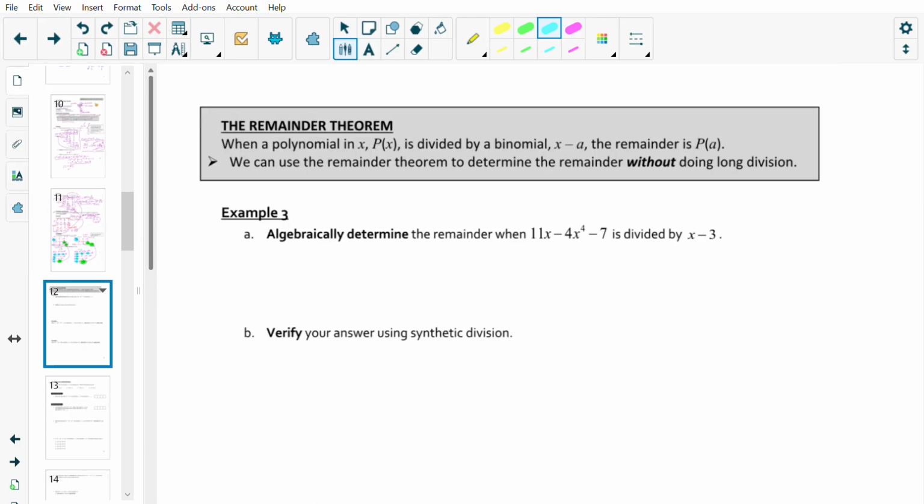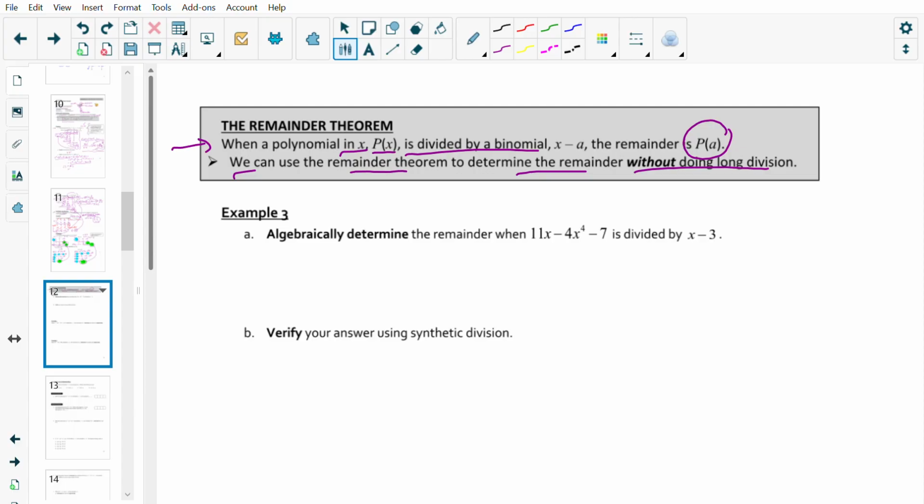Next page. That brings us to the definition of the remainder theorem. What we just showed you was an illustration of the remainder theorem in action. When a polynomial in x, p of x, is divided by a binomial in the form x minus a, the remainder is p of a. We can use the remainder theorem to determine the remainder without doing long division. So this is a useful thing algebraically to figure out, hey, what's my remainder?